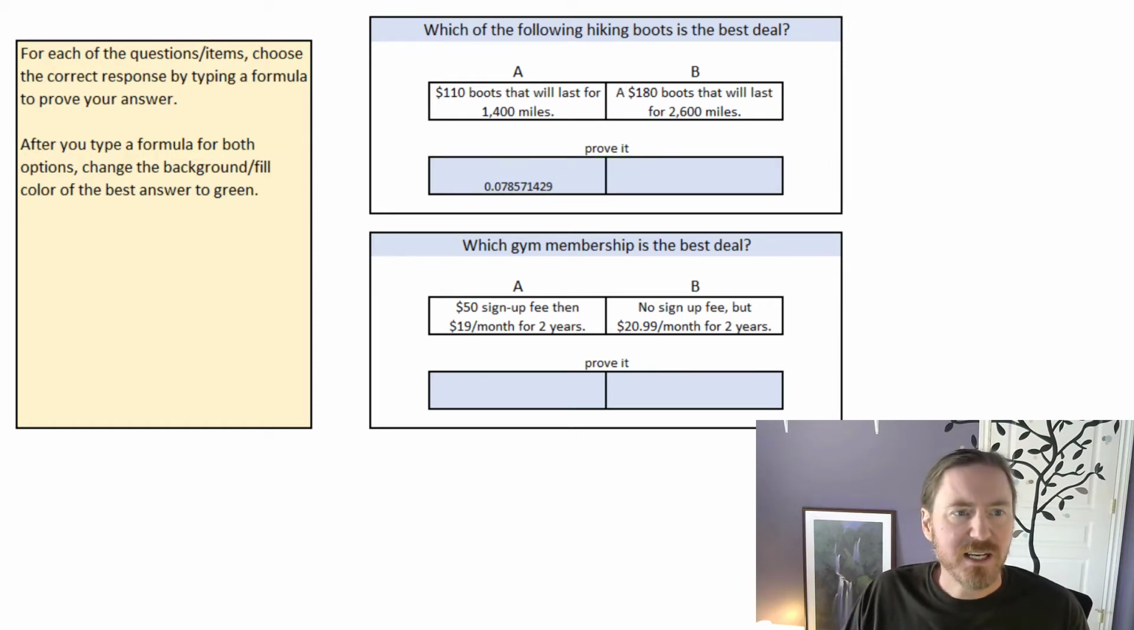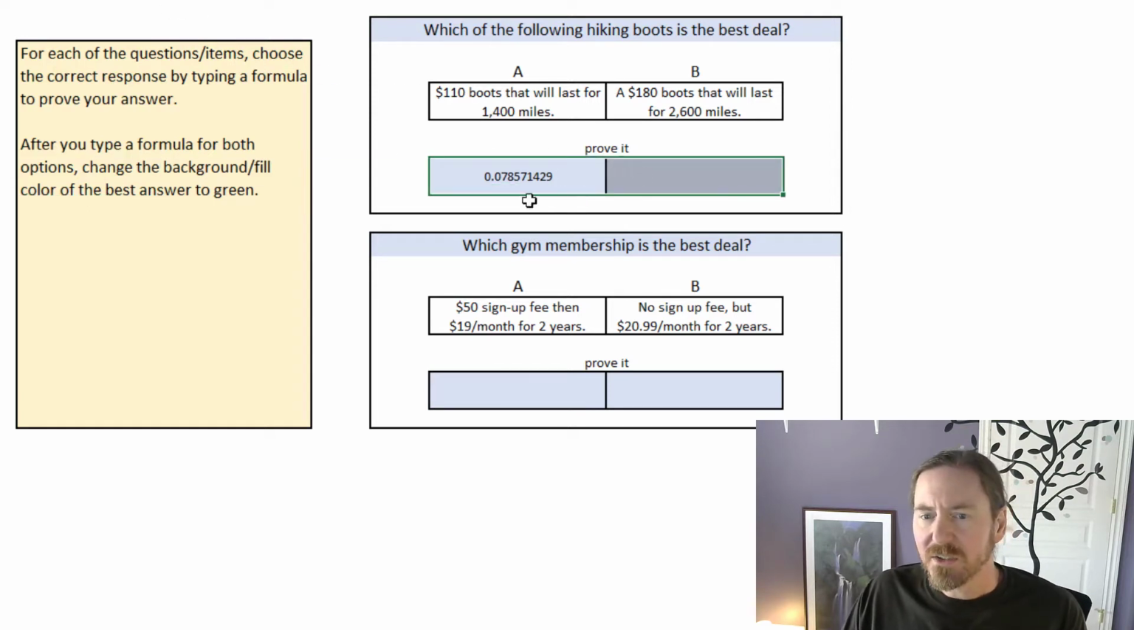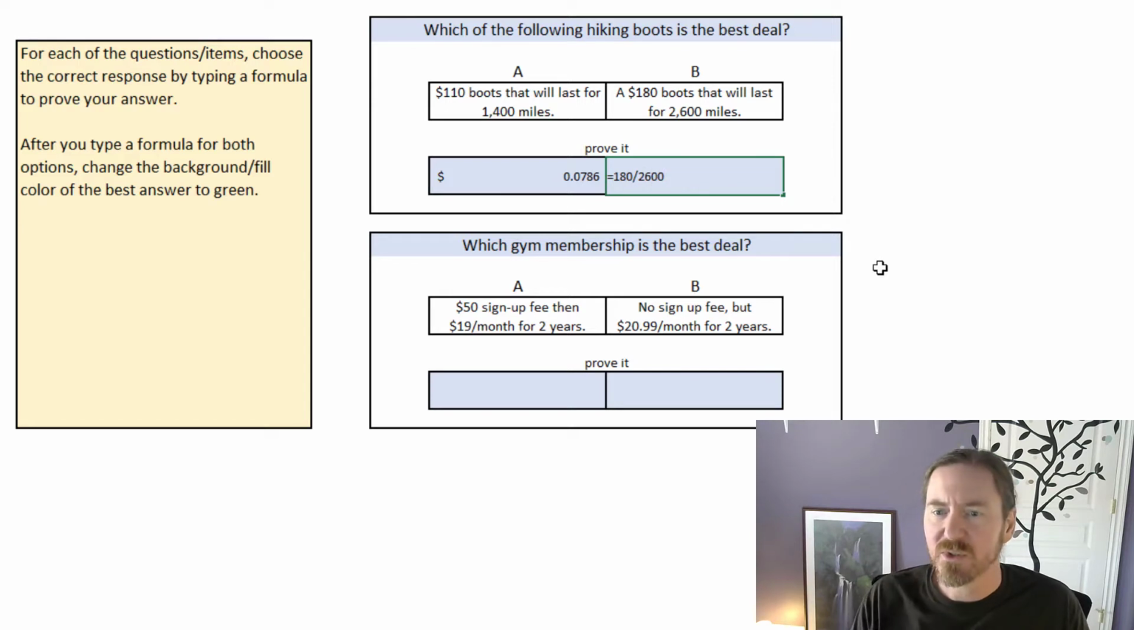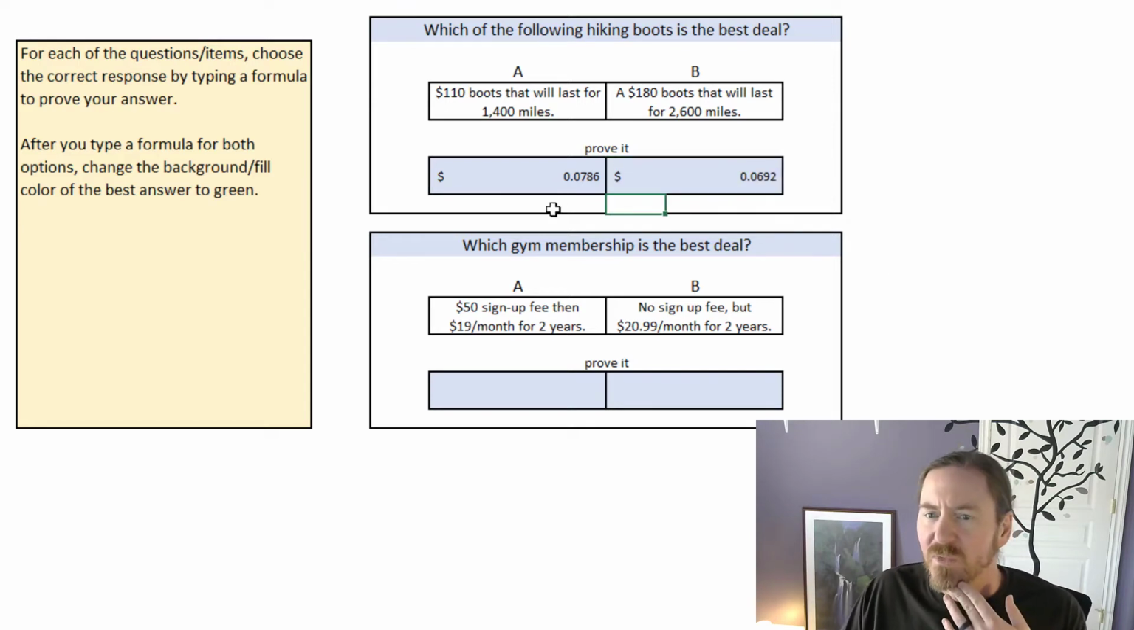And let's go ahead and style both of these. So we could assume, in fact, let's go ahead and put them in currency format. Let's do currency and let's show a couple extra decimals here. So we're looking at something like 7.86 cents. All right. And let's try the other one. Equals 180 divided by 2,600. So we have 0.07 and 0.069.